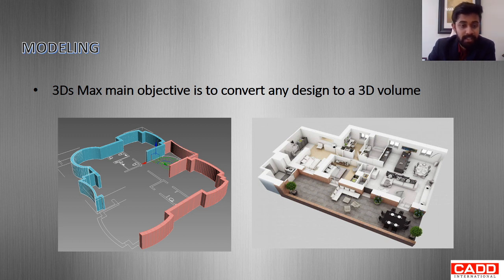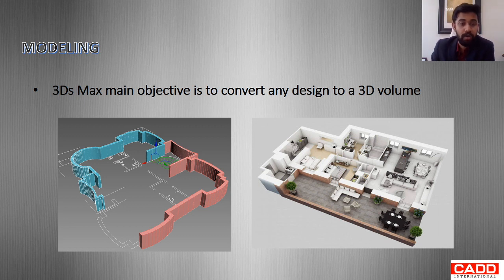Like you can see in this image, we imported a plan. You can see the plan here, and from that plan we are using one modifier in 3ds Max, the extrude modifier. We can easily extrude our walls from that plan. Similarly, we can extrude our flooring, the roofing, whatever things, very easily we can create it here.